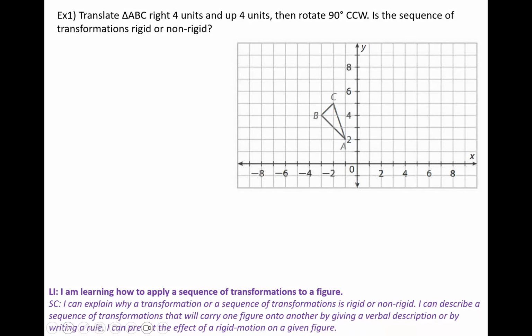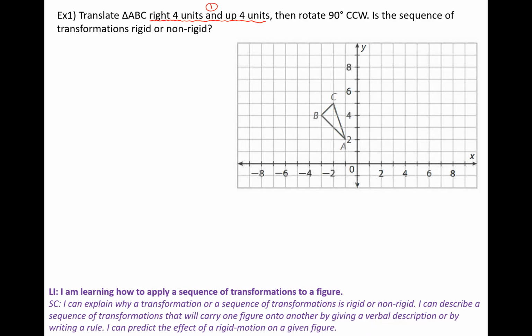All right, so we're going to translate triangle ABC. The first transformation, you can grab your red with me. If you want to make sure you follow the colors, I am using red and green. You might want to pause it and go grab those if you haven't already. My first transformation is right 4 and up 4. This would be a translation.